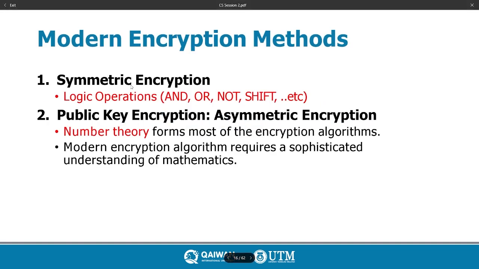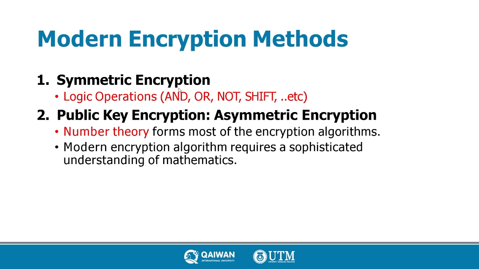We have symmetric encryption, logic operations like and, or, not, shift, etc. Also public encryption, asymmetric encryption. Now, for public encryption, asymmetric encryption, we have something we call number theory. Number theory forms most of the encryption algorithms. Modern encryption algorithms require a sophisticated understanding of mathematics.